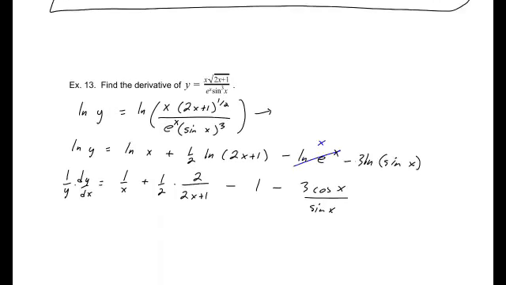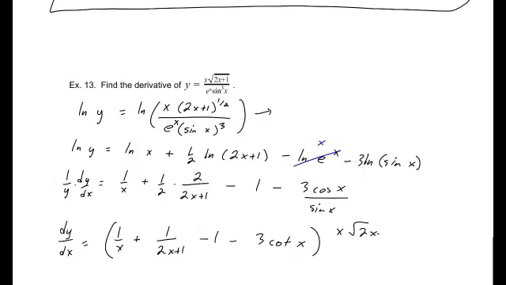Now, multiplying through by our y, this becomes dy/dx is 1 over x plus 1 over 2x plus 1 minus 1 minus 3 cotangent x, cleaning that up just a little bit, times x square root of 2x plus 1 over e to the x sine cubed x. And there we have our derivative.